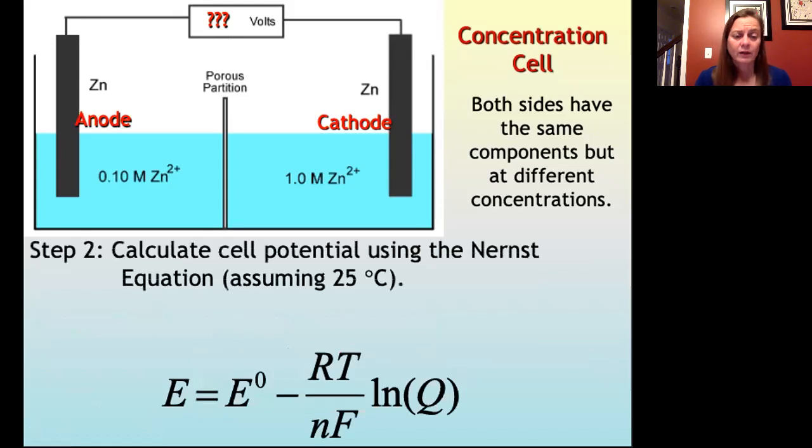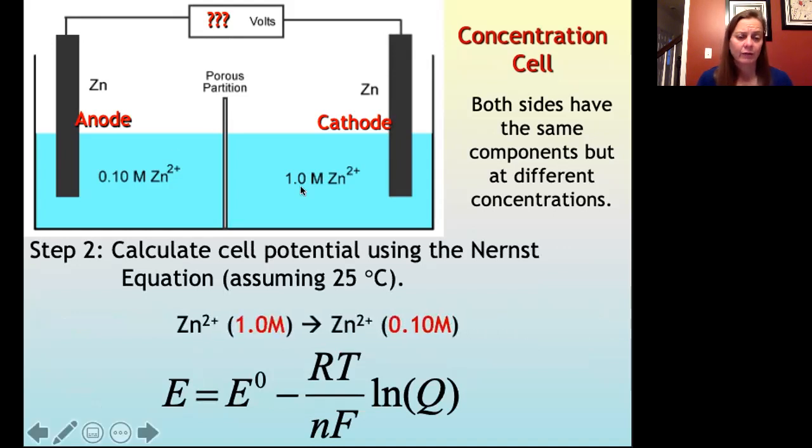So we're going to calculate our cell potential using our Nernst equation. We're going to assume we're at 25 degrees Celsius. And we have our E naught is going to be 0. Temperature is going to be 298 Kelvin. R is our gas law constant. N, how many electrons are being transferred? Well, we are going from zinc 2+ to solid zinc, so that's 2 electrons. Faraday's constant and natural log of Q.